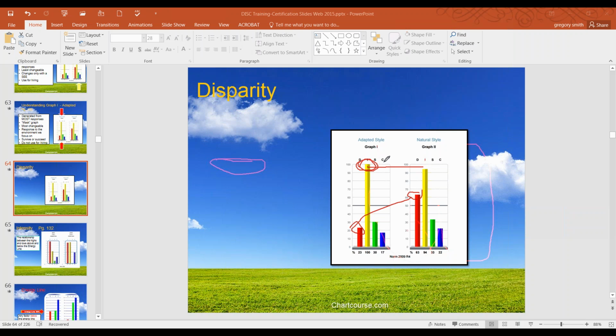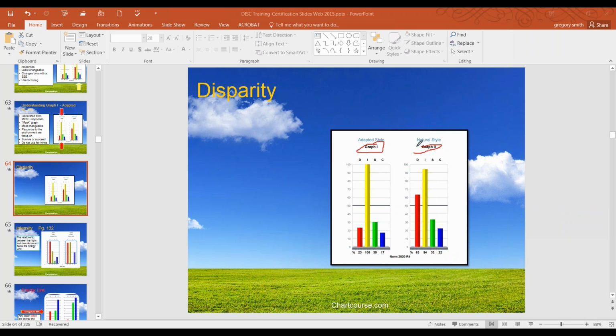So when you say disparity, you're only talking about between the two graphs, not the disparity between, like, this person's high I and their low C. It's from graph to graph, correct? Yeah, from graph 2 to graph 1. Okay. And again, 35 points is just the beginning.